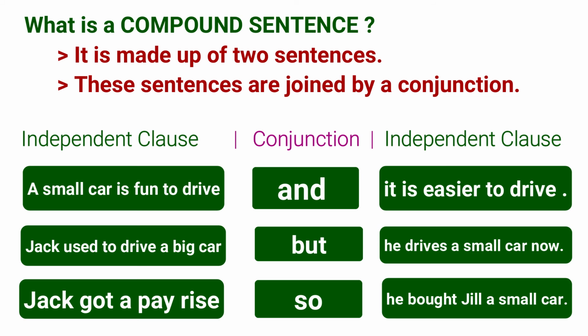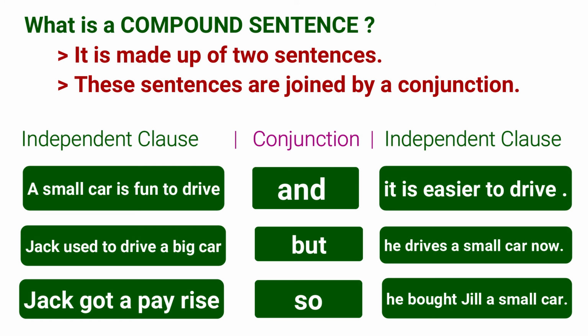In the first example, you notice that the independent clause is a small car is fun to drive, and is a conjunction, and the other independent clause is it is easier to drive. The second example, Jack used to drive a big car, but he drives a small car now. Jack used to drive a big car is the independent clause, but is a conjunction, and the other independent clause is he drives a small car now.